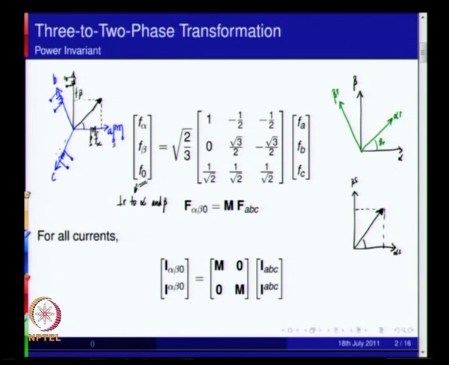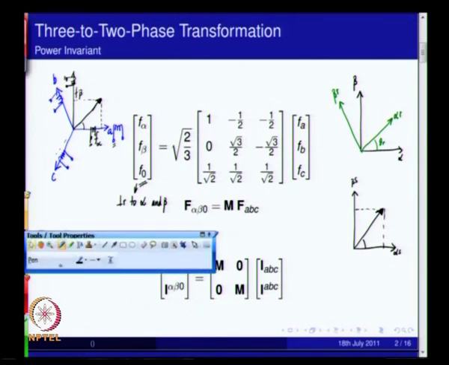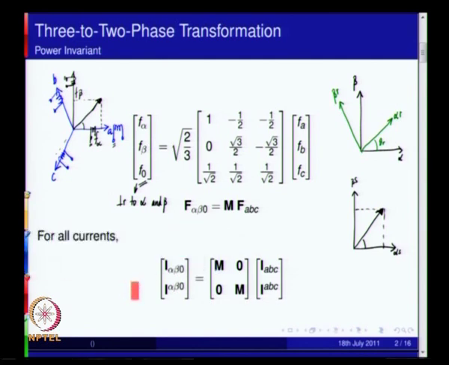So, having defined this for ABC to alpha beta for the stator, one can define similarly for the rotor, and therefore, as far as all the 6 phase currents are concerned, this is how the relationship would be. This matrix M enters the description here and here. So, I alpha beta 0 for the stator is M times IABC, I alpha beta 0 of the rotor is M times IABC of the rotor. Note that you have superscripts here and you have subscripts here.